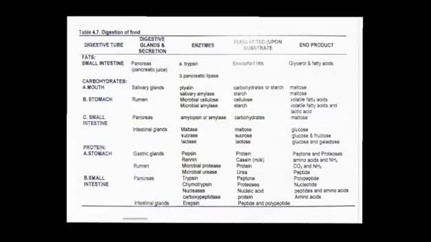Table 4.7, Digestion of food. Digestive tube, digestive glands and secretion, enzymes, food acted upon (substrate), and production.